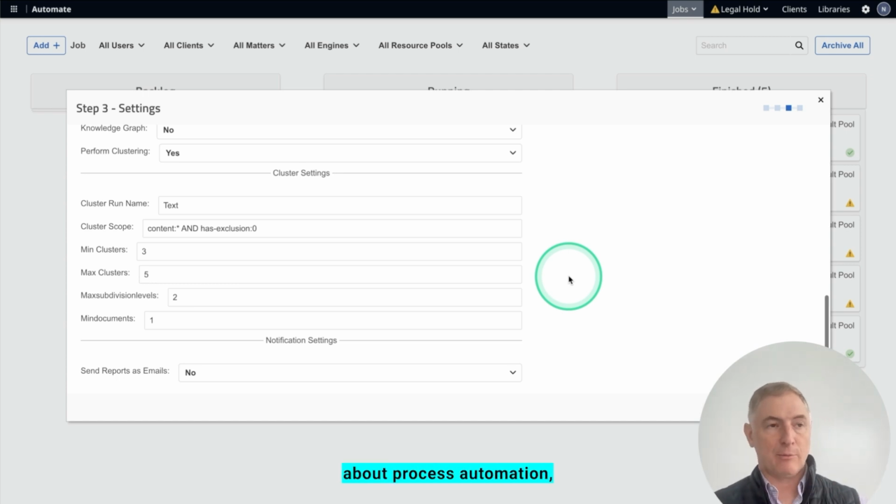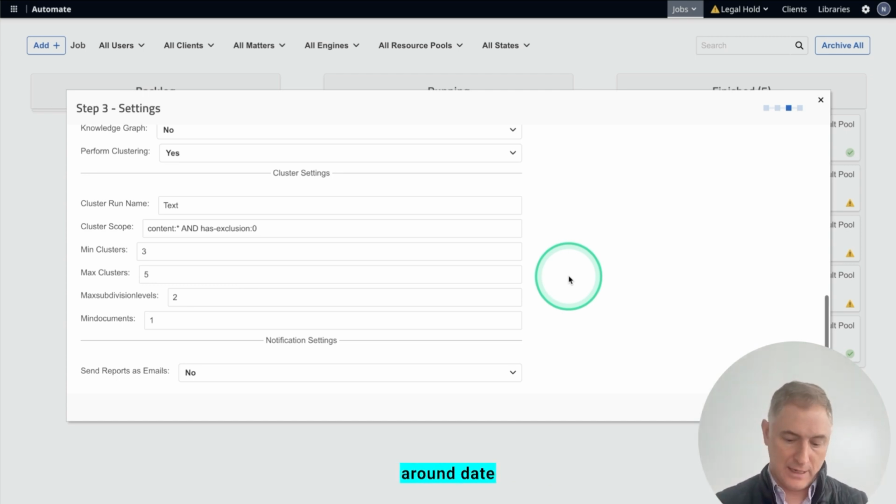So we've talked about process automation, all the standard stuff around date filtering, deduplication, keyword search, search and tag, de-NISTing. All of the standard features and functionality are essentially standard activities in Automate. But here we want to talk about some of the more leveraging the AI aspects.